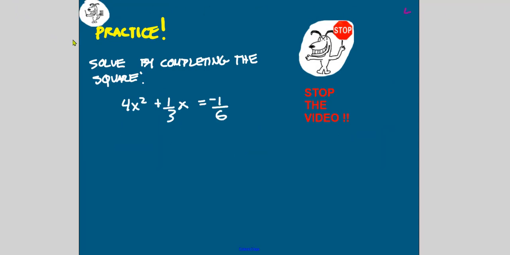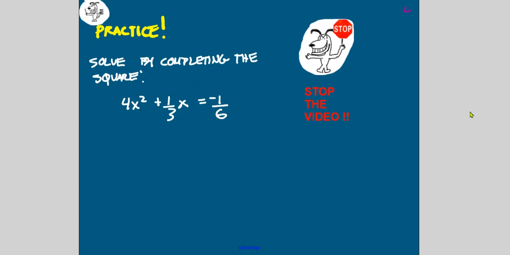Okay, this is our last practice problem. So let's see if you can do this one. I have 4x squared plus 1/3 x equals negative 1/6. Stop the video and work it out with your pencil and paper and then see if you get what I do. Alright, let's take a look at this. It's probably going to be a little messy.